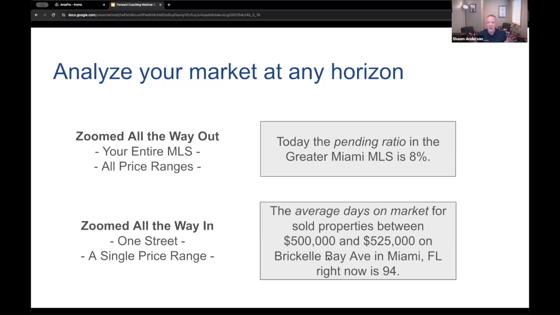So when we're talking about market stats, Persa asked in the chat, should I know these by town? I think that's a she, right, Debbie? Okay. So should I know these numbers by town? Well, in a perfect world, you know them at every horizon, because Debbie, if we're talking about market data, you talked about county, you can zoom in and you can zoom out.